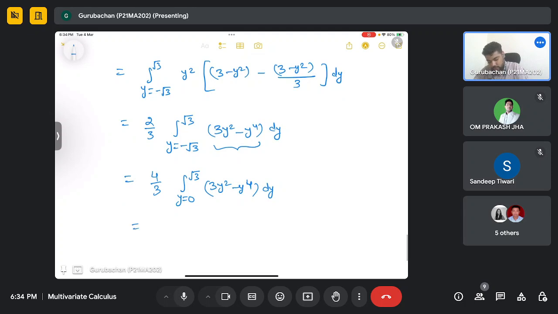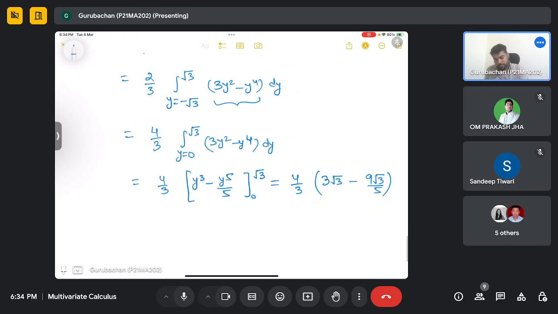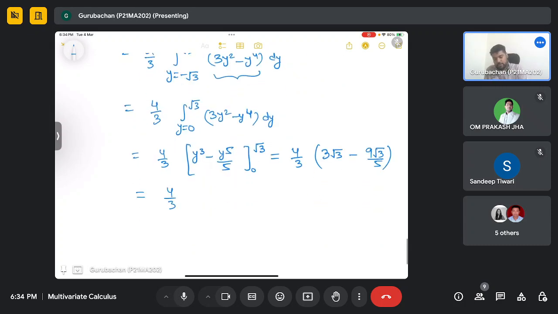So this will give us 4 by 3, y cube minus y to the power 5 by 5, from 0 to under root 3. So this will give us 4 by 3, 3 under root 3 minus what this will give, 9 under root 3 by 5, right? Or something else. Check it. 4 by 3 into 5: 3 is 15 minus 9 is 6. 6 under root 3 divided by 5. Is your answer the same?